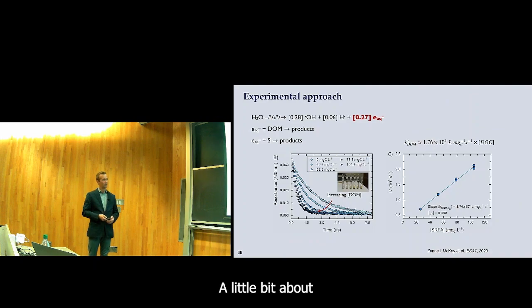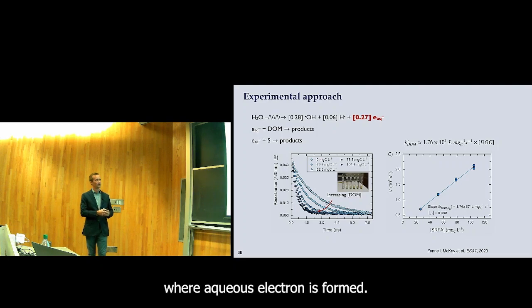A little bit about how this works. So we kind of set up this competition reaction where aqueous electron is formed. It can react with DOM or other scavengers in the system. As we increase the concentration of DOM, the apparent rate of aqueous electron decay increases. So this is monitoring its absorbance directly. The kinetics get faster, and we can transform this into a pseudo first order plot where the slope is equal to the bimolecular rate constant.